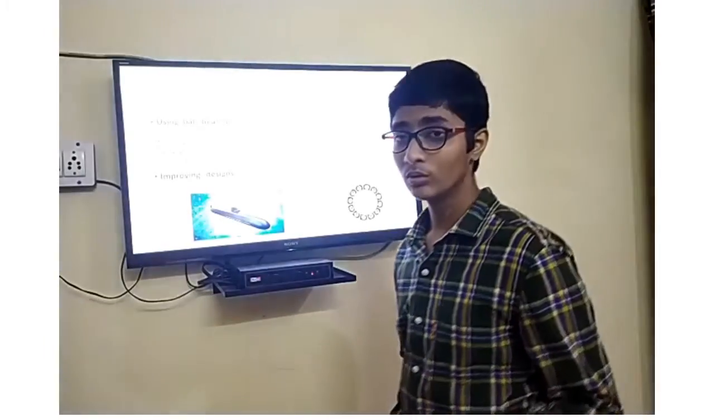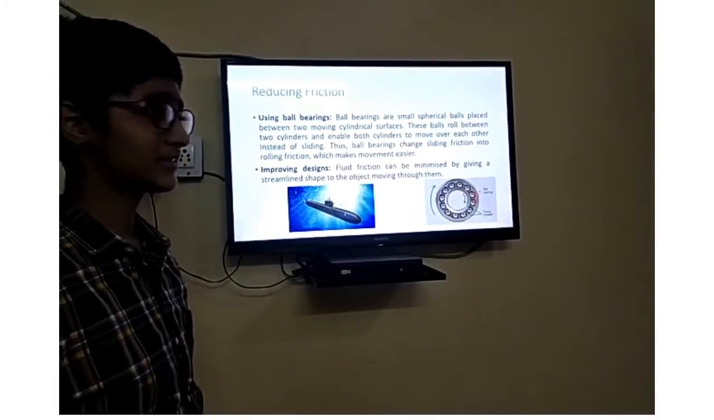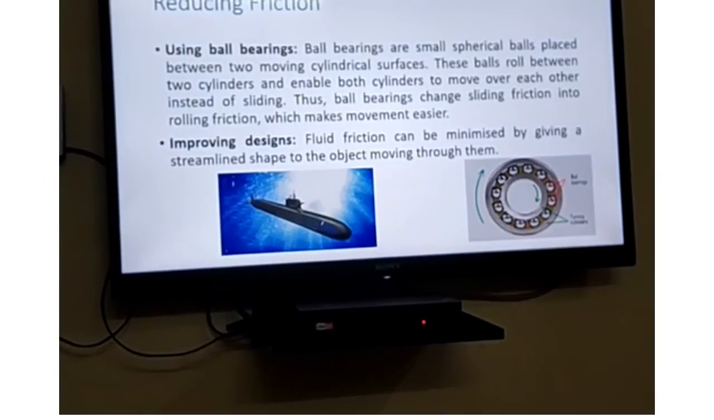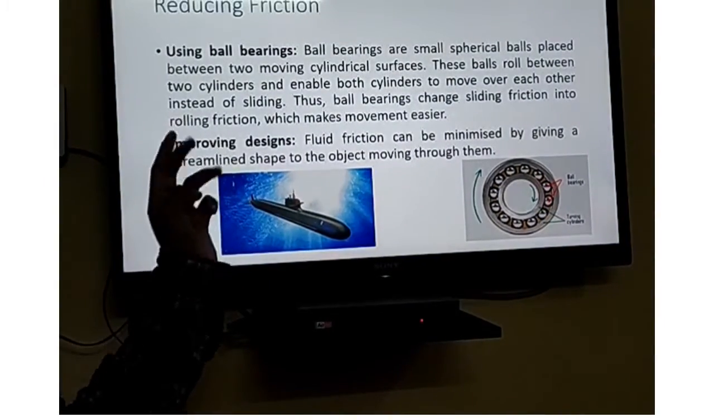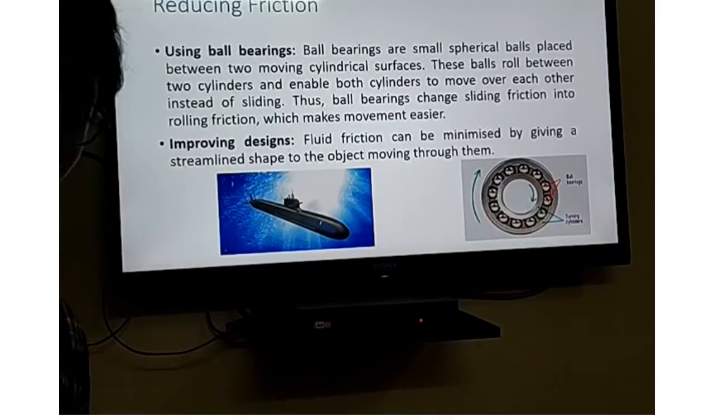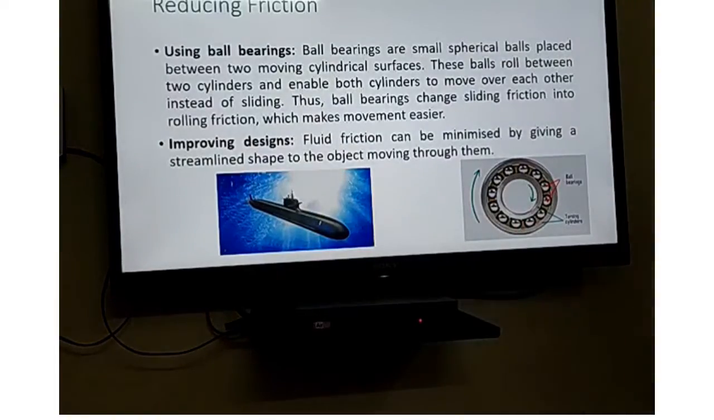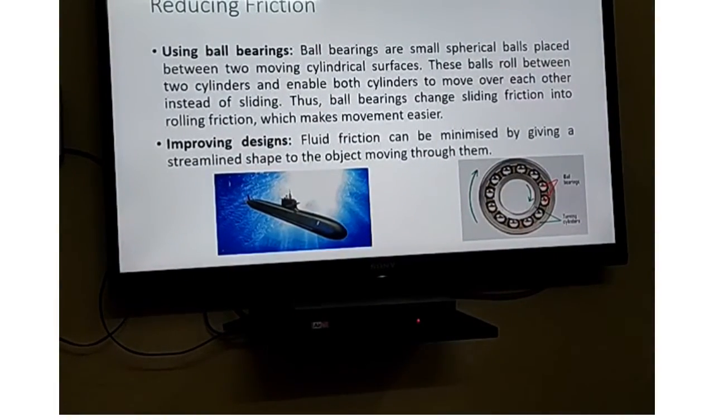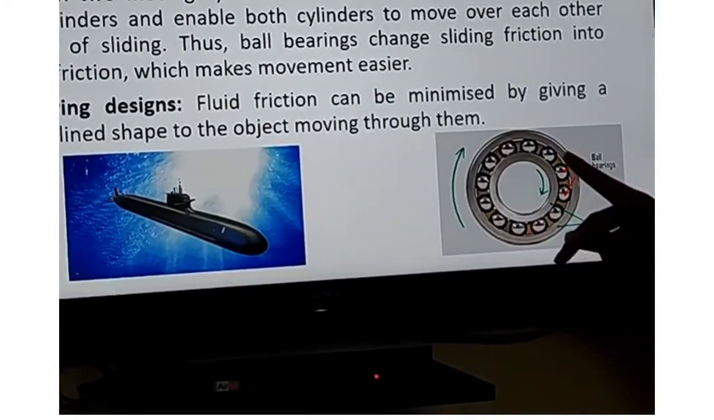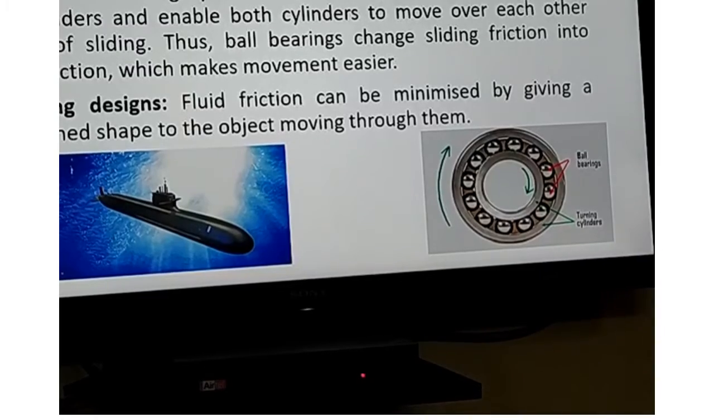Yet another method to reduce friction is by using ball bearings. Ball bearings are small spherical balls placed between two moving cylindrical surfaces. These balls roll between two cylinders and enable both cylinders to move over each other instead of sliding. Thus, ball bearings change sliding friction into rolling friction, which makes movement easier. As you can see in this picture, small spherical balls are placed between two cylindrical surfaces.